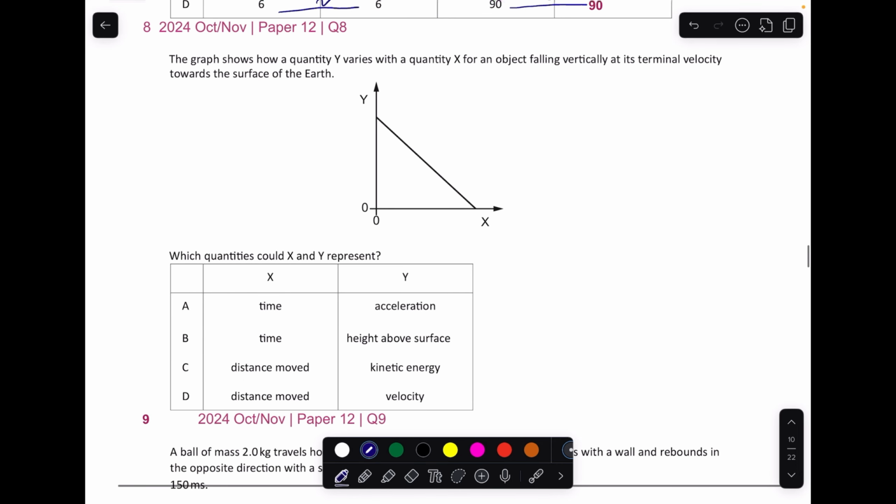In this question, a graph shows how a quantity y varies with a quantity x for an object falling vertically at its terminal velocity towards the surface of the earth. Which quantity could x and y represent? So what we have, terminal velocity, it means constant velocity.